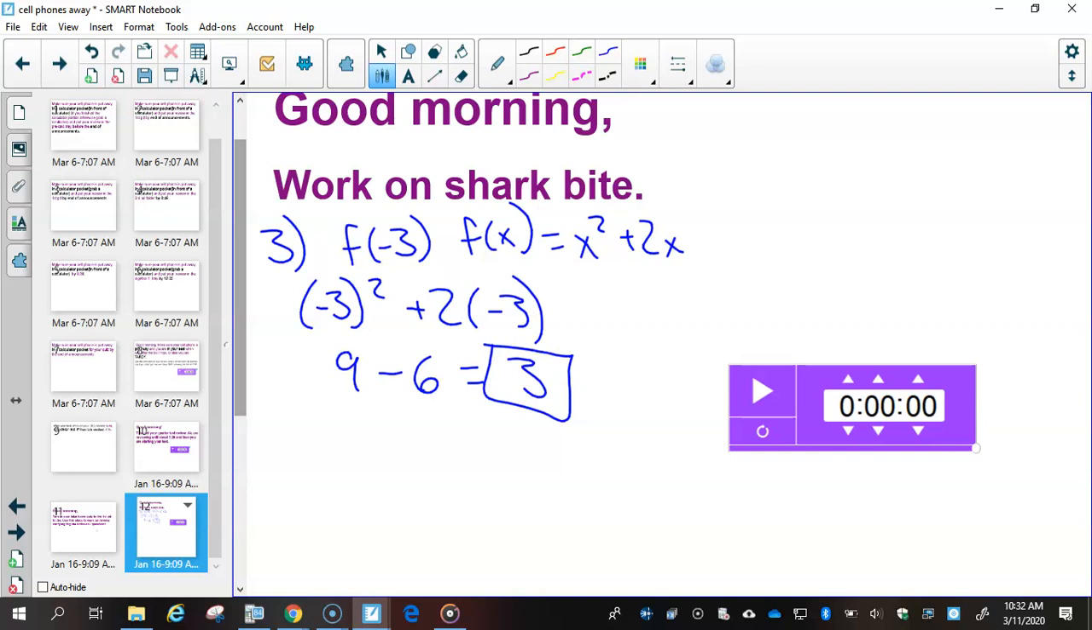I am going to say for number 5, start at the point it goes through and use your slope. Pass up your answer sheets.